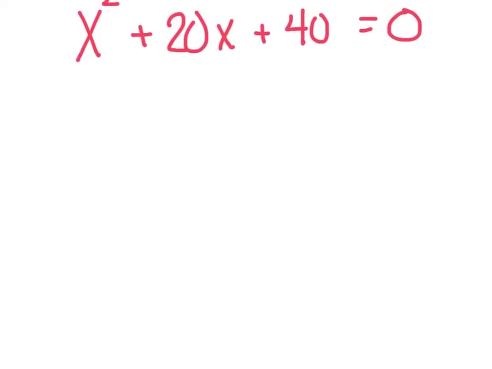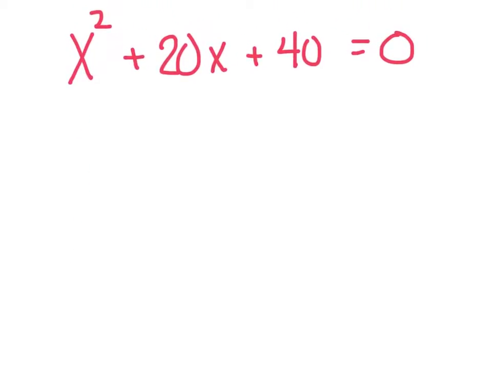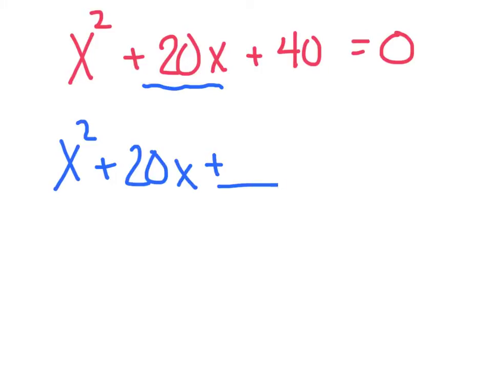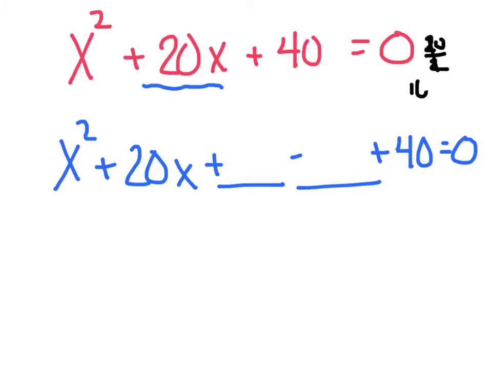All right, now we're ready to complete the square. Take that middle term and we're going to cut it in half and square it. So I get x squared plus 20x. I want to add a number and subtract that number. Plus 40 equals 0. All right, let's figure out what that number is. Taking 20, cut it in half. I get 10. Square it. I want to add 100 and subtract 100.